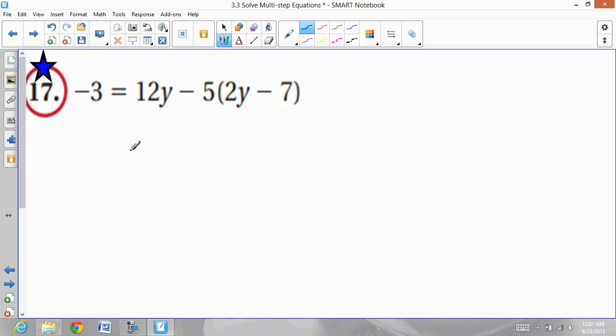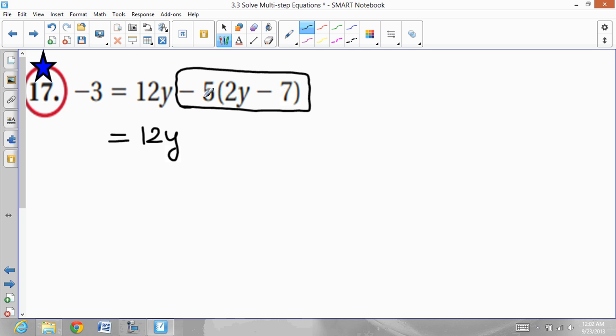Now look at question number 17. If you look at this, all the variables on this side of the equal sign are on the right side, which means this becomes your enemy side where you're trying to get the y to safety. On the enemy side, you've got 12y, and you also have a distributive property. Please make sure that you put a box around the distributive property with this sign.